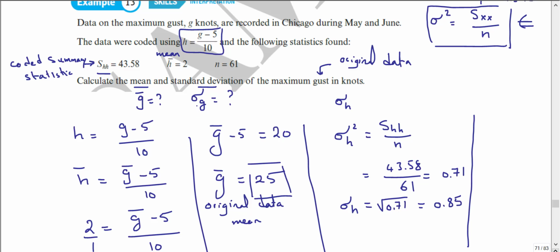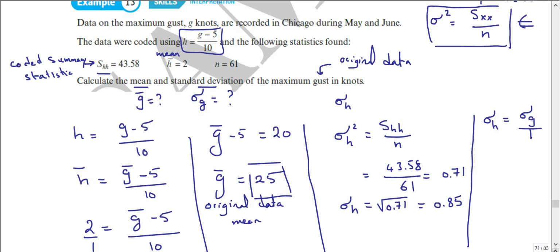What's the relation between the standard deviation of the coded, which is sigma h, and the original, sigma g? What's the rule? The coded equals the original divided by b. Don't forget. This is the rule you will use. So the coded standard deviation equals the original standard deviation divided by b.